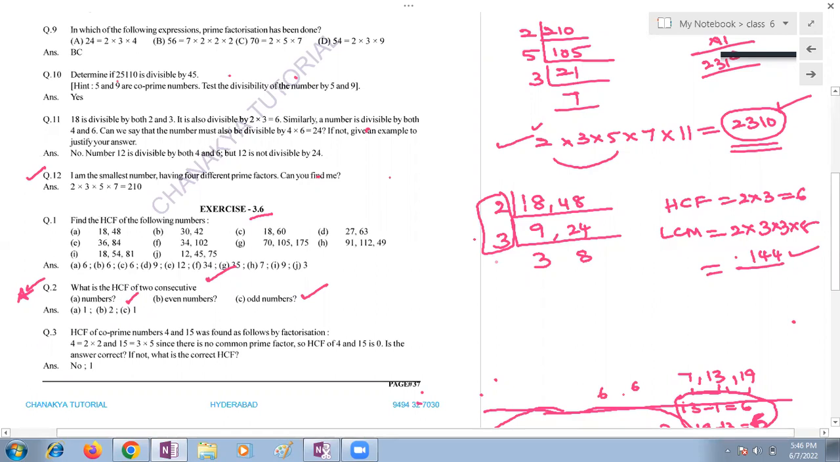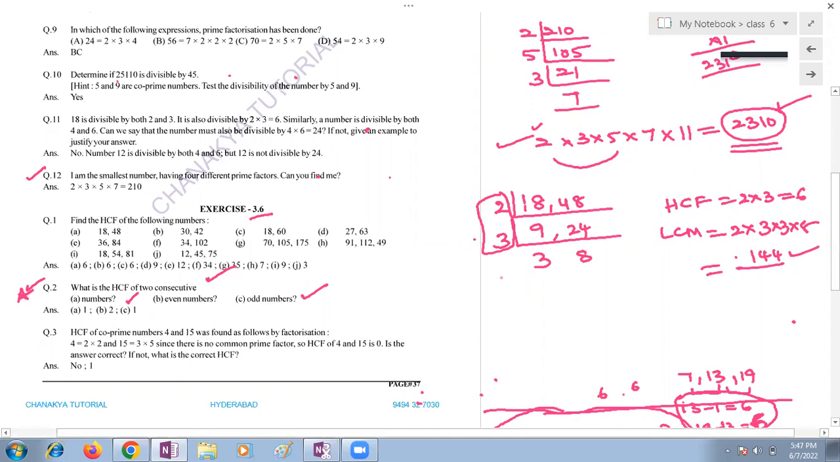Ma'am, can you repeat what you said to send in the chat box? First bit B, C, D. Please do HCF for B, C, D and place it in the chat box. Okay, ma'am, I will send together in the chat.